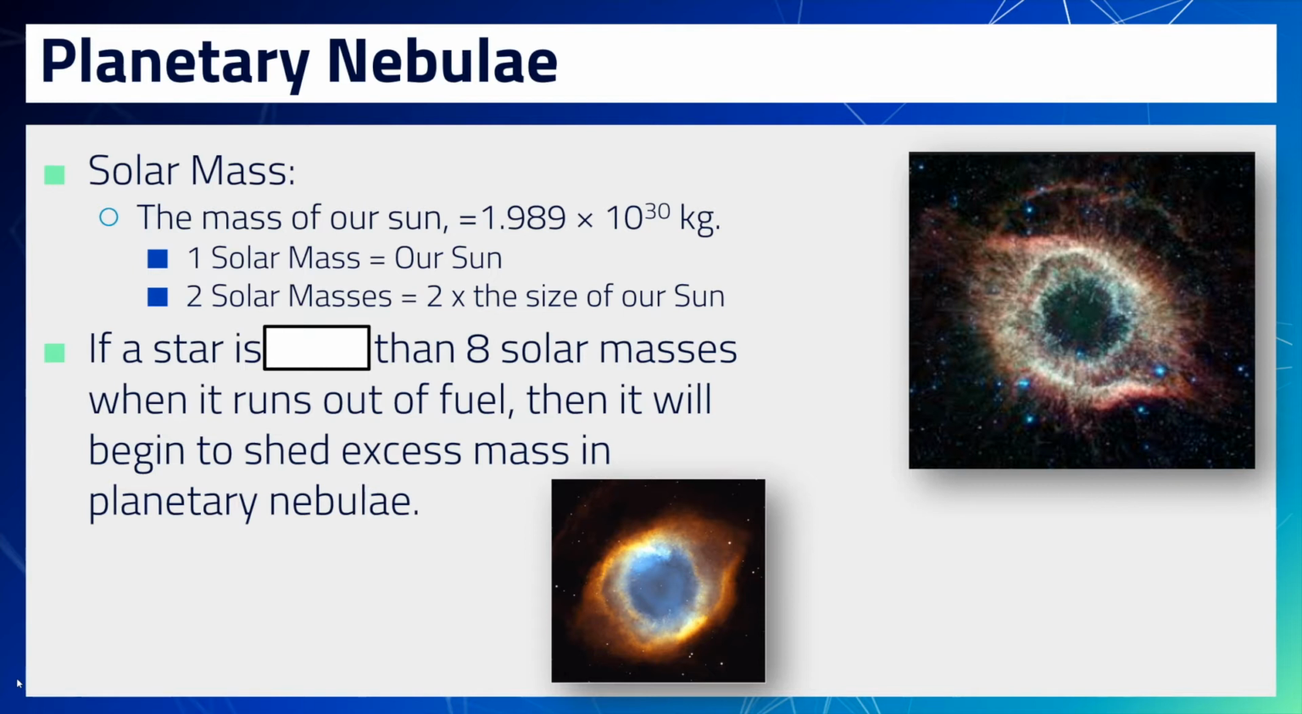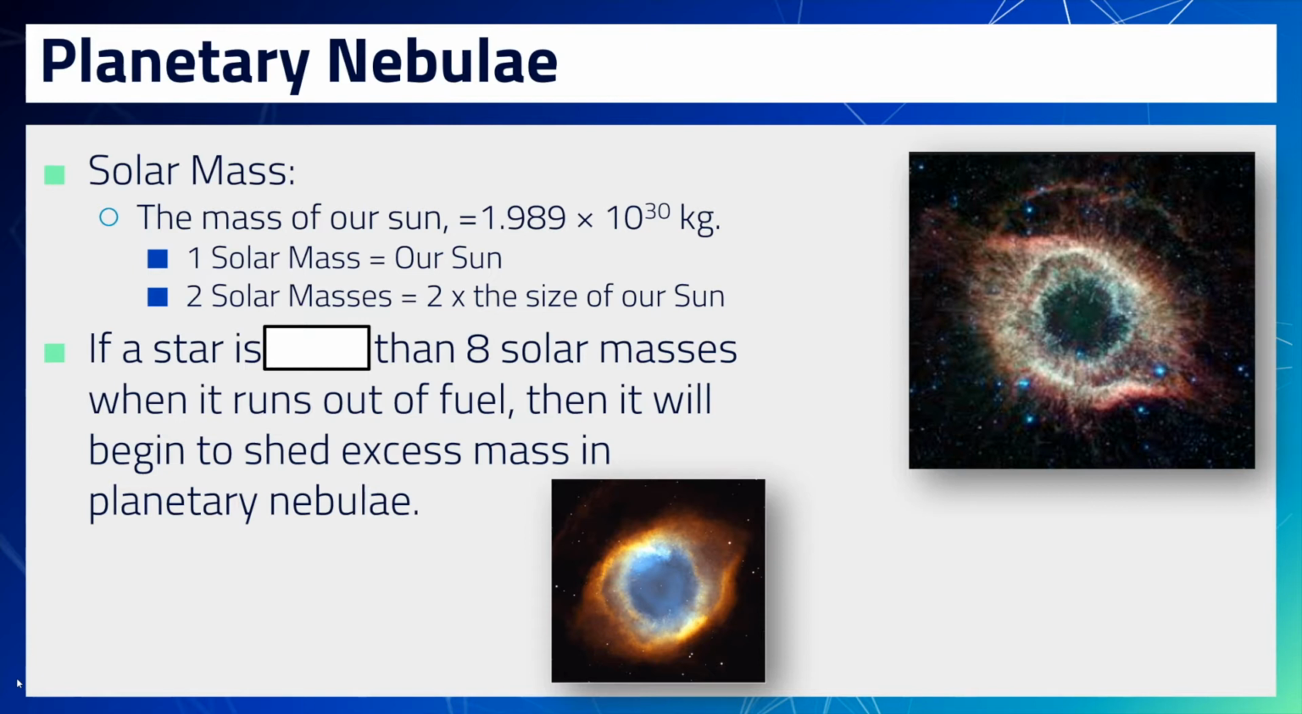If you have 2 solar masses, that's 2 times the size of our sun. If you had 10 solar masses, it would be 10 times the size of our sun. If you had 0.5 solar masses, that would be 0.5 times the size of our sun, so half the size of our sun. So we're just going to talk in terms of solar masses for the next little bit, so you just need to understand what that term means.